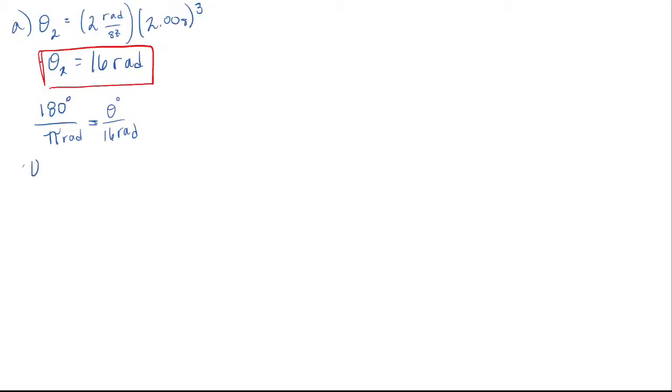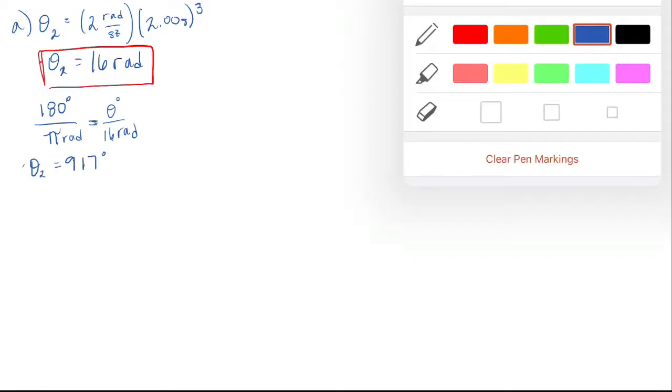Okay, but basically, what do we get for theta 2 in terms of degrees? 180 divided by pi times 16 gives us, just a sec, I don't know why I don't already have this worked out. So 180 divided by pi times 16 is 917 degrees.